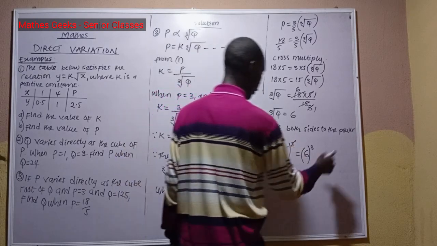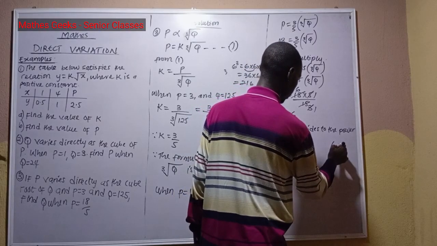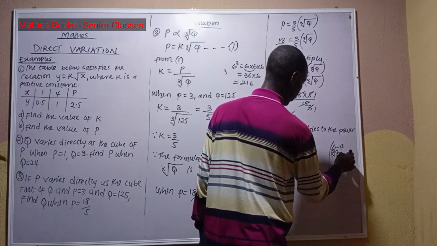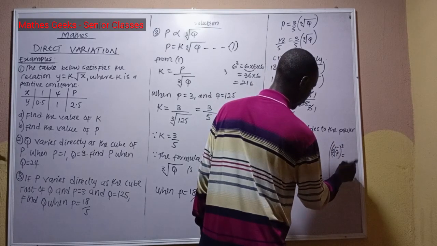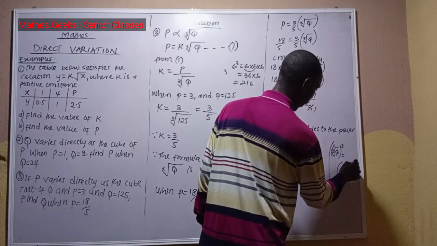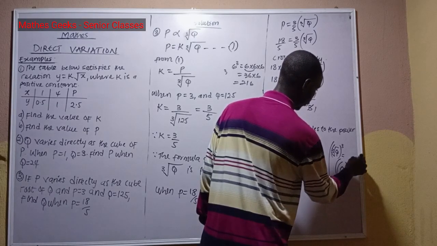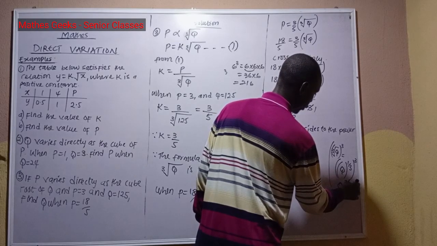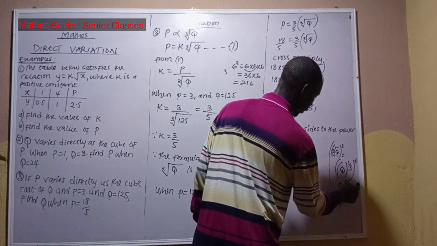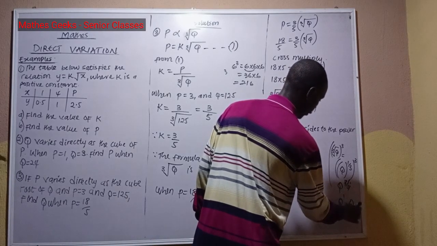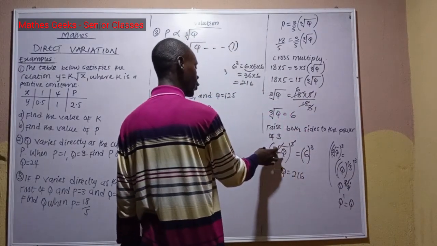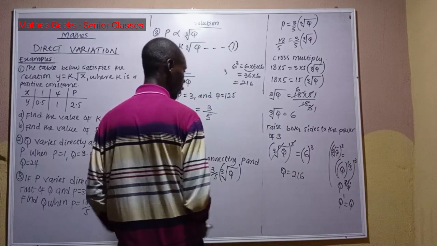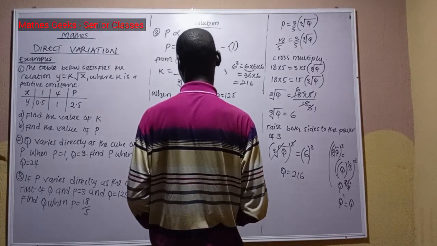The rationale here is that from our fractional indices, the cube root of q, which is 6, is equal to q raised to 1 over 3, raised to the power of 3. 1 over 3 times 3 over 1, 3 over 3 is 1, and q raised to the power 1 is q. So the cube root of q will give you q. So from indices, we get the same answer. So the value of q is 216.